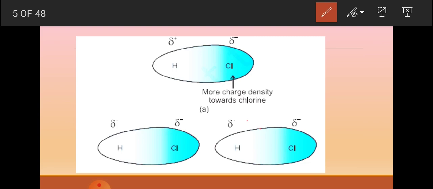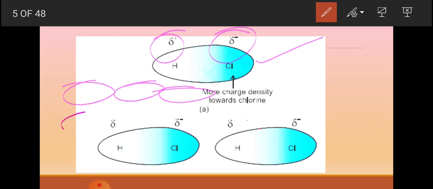The positive pole of one molecule attracts the negative pole of the other. Here you can see that HCl is a polar molecule. Chlorine is more electronegative. And when these are kept together in solid, they will have a definite shape and structure. So all this, plus and minus, means positive and negative will be attracted towards each other.